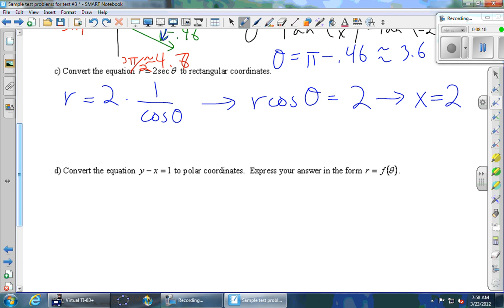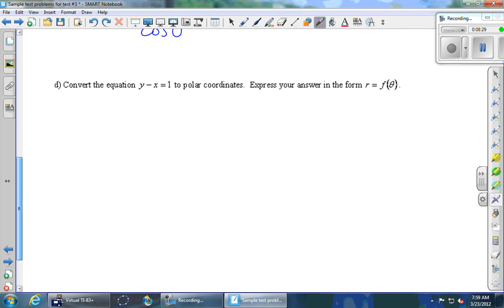So if you were to graph on your calculator or on some other software, the original, r equals 2 secant theta, you would end up getting a vertical line, x equals 2. Part D, convert the equation y minus x equals 1 to polar coordinates. Express your answer in the form r equals f of theta.